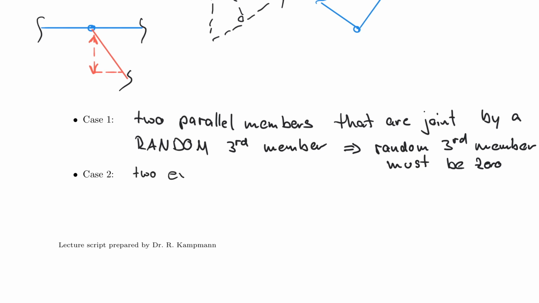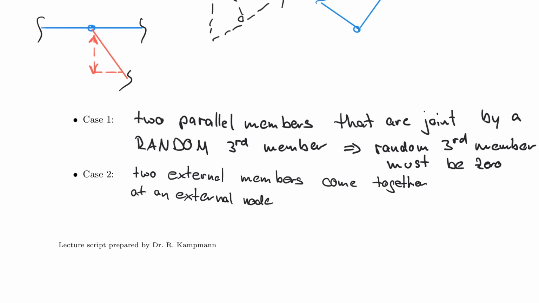2 external members come together at an external node, which of course is necessary, otherwise it wouldn't be an external member. But this external node that is unloaded, or that is not loaded. So it doesn't carry any load.